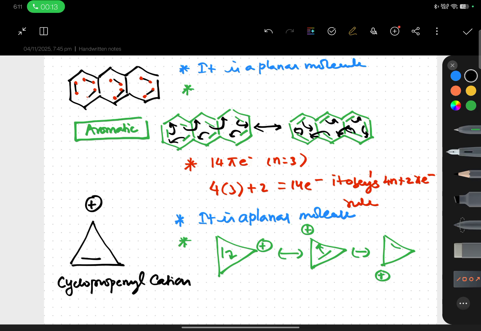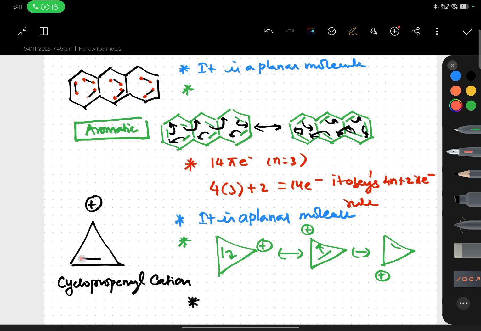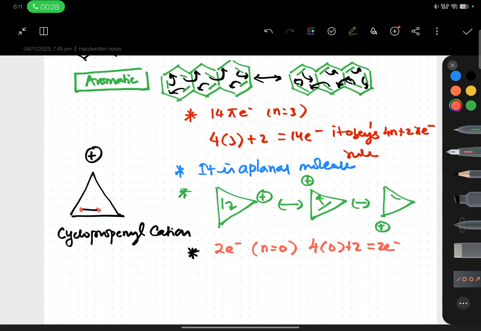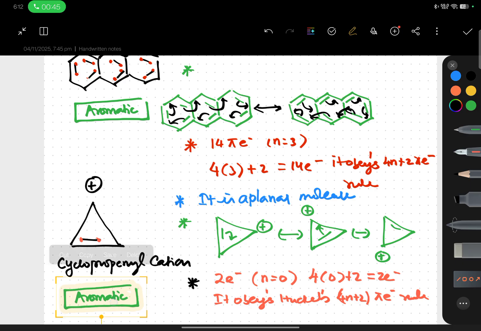Now you check the number of electrons. What is the number of pi electrons here? 1, 2. 2 electrons. That means n equal to 0. So 4 into 0 plus 2 is equal to 2 electrons. Please remember, it obeys Huckel's 4n plus 2 pi electron rule. So hence you can just label this also to be aromatic in nature.